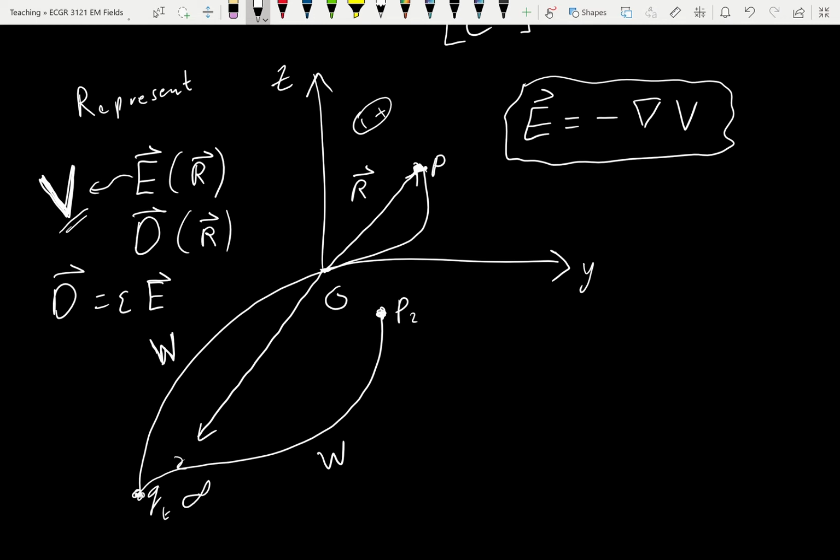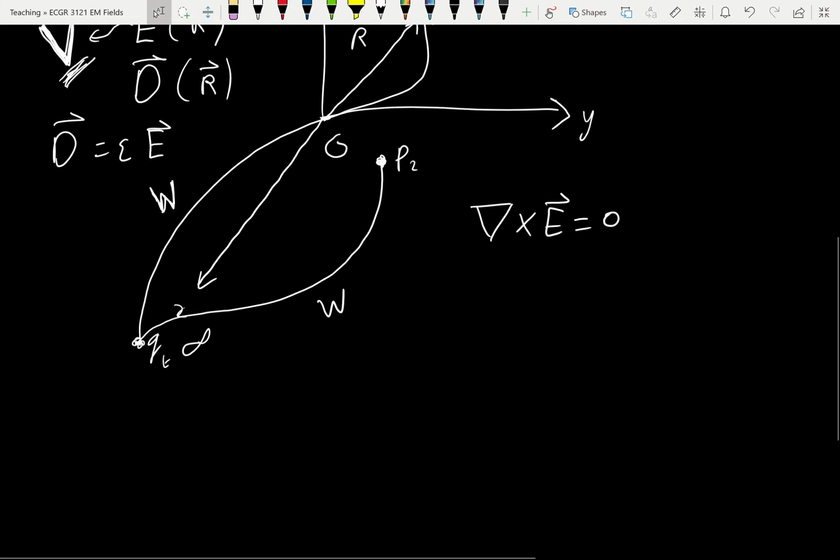Okay, and we can do that with the electrostatic field. Instead of using E, which is a vector and sometimes difficult to deal with in three-dimensional space, we can utilize a scalar field, only because for electrostatics the curl of E is 0. If the curl of E was not 0, then we wouldn't have been able to find some scalar field V that we can use to represent the electric field intensity.